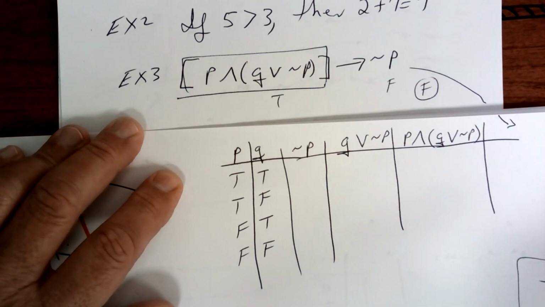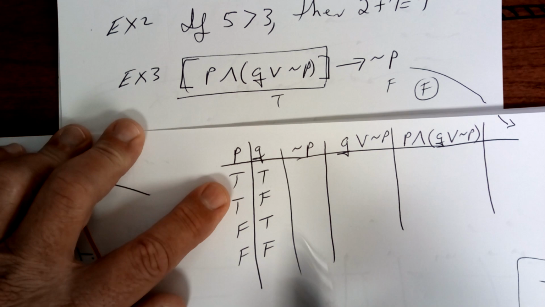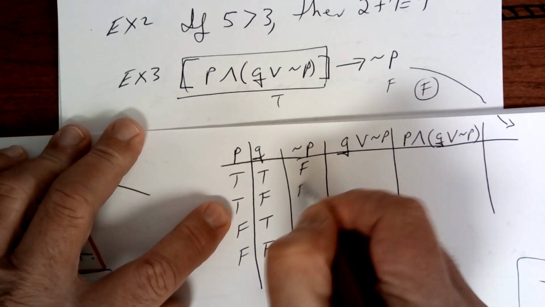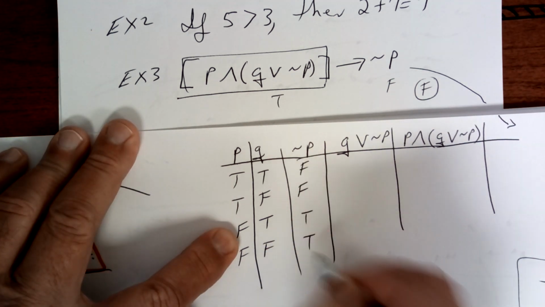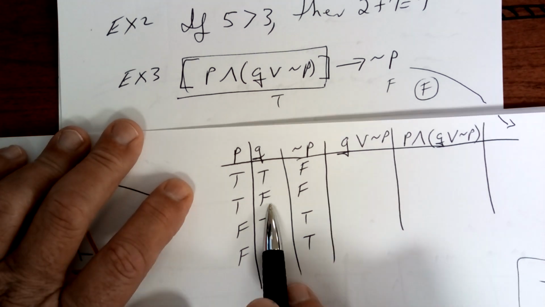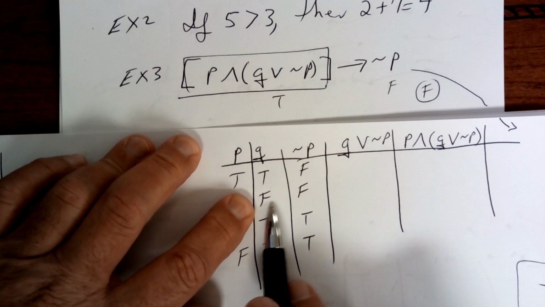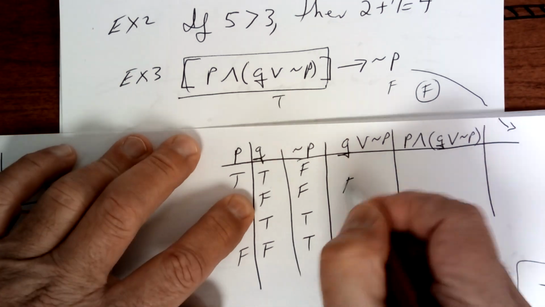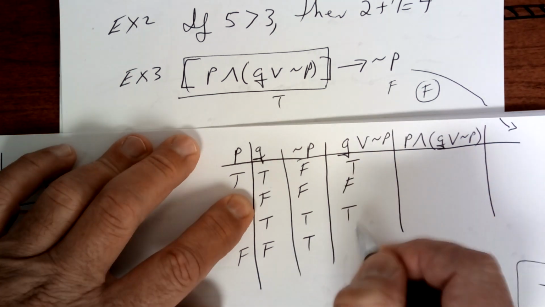So not P: instead of trues, you're going to put falses, and instead of falses, you're going to put trues. Now let's go to Q and or not P. Either one of these, this one has 2 falses, so that's the only one that's going to be false. The rest of them are going to be true.